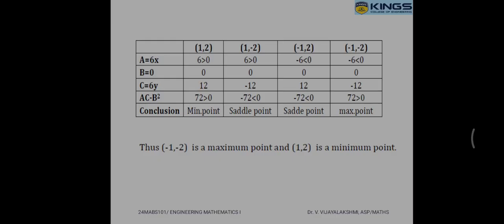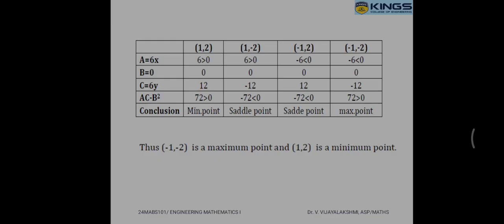The next point is (minus 1, 2). Replace x equal to minus 1 and y equal to 2 in these conditions. We get a equal to minus 6, b equal to 0, c equal to 12 and ac minus b square is minus 72. That is also less than 0, so this point is also called a saddle point. In the same way, I have to proceed for the other points. Check whether it is greater than 0 or less than 0. So based on the conditions, we have a conclusion for each point.